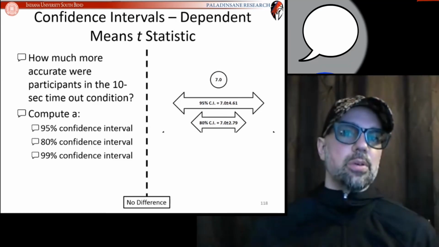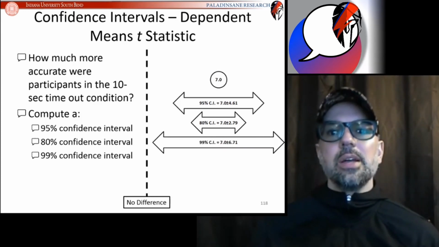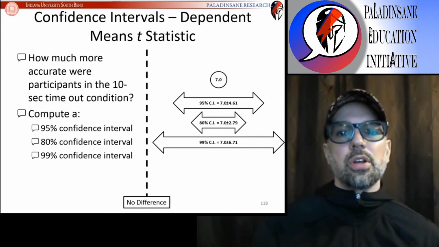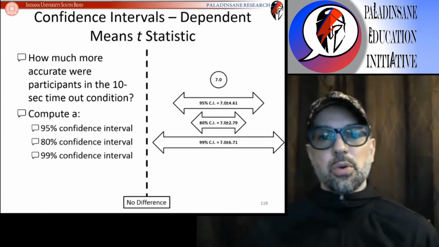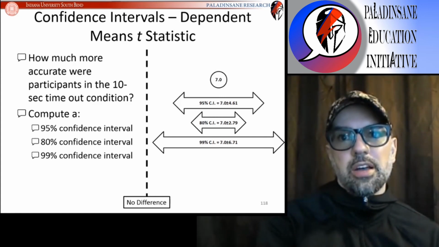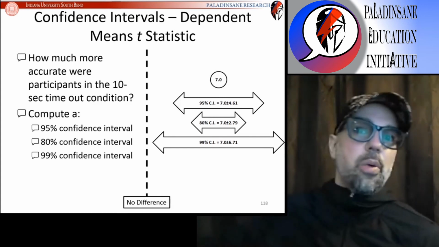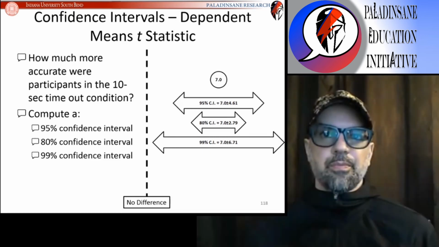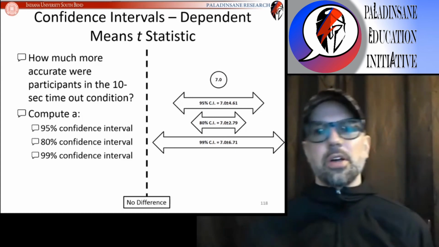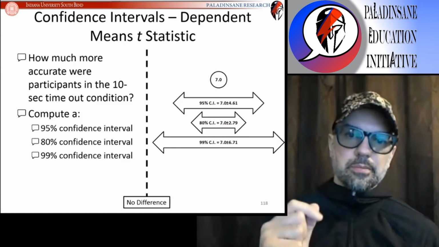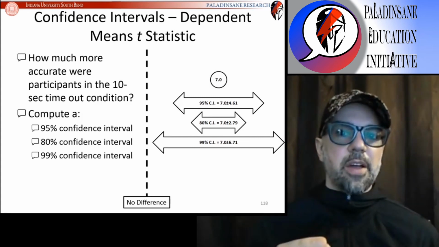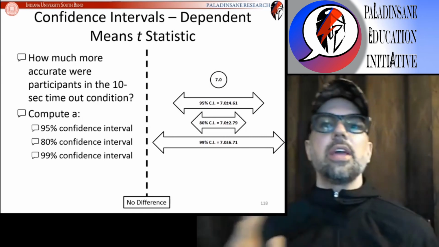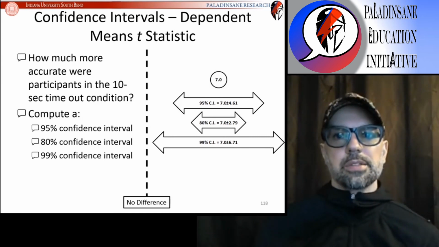Can you do that? Well, you would say, yeah, 99% confident. You're going to see an increase of 7% plus or minus 6.71%. So I'm 99% confident that you are at least going to see an increase of 0.29%, maybe all the way up to 13.71%. And notice that all of those estimates are on the positive side. All of those estimates are increases in accuracy. So you are 80%, 95%, and 99% sure that moving to 10-second timeouts will increase the accuracy of the workforce.